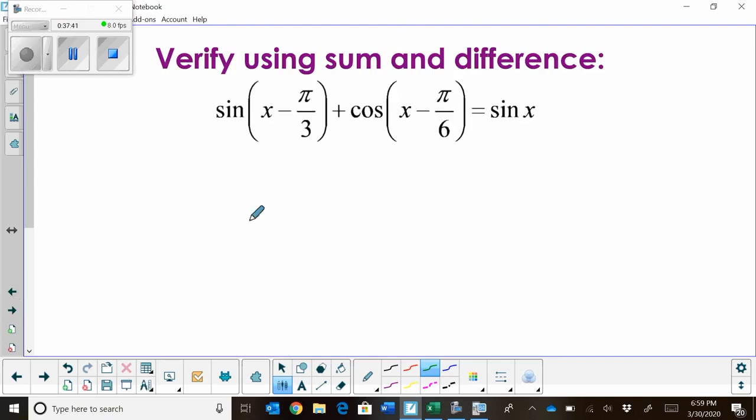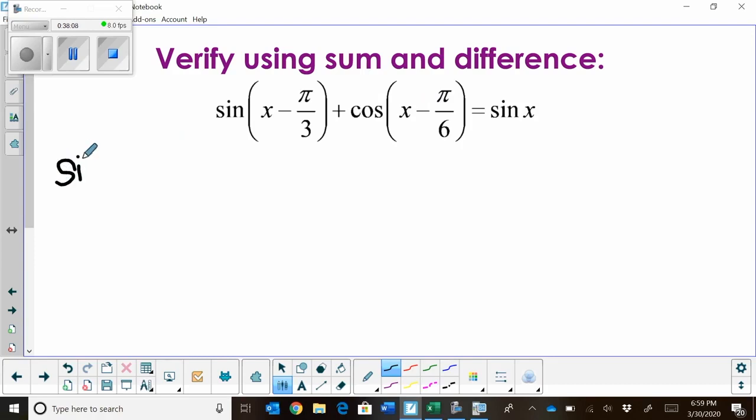Now, verifying a second identity. Let's go ahead and try this one. I really like these. These expansions make a little more sense. We're going to verify this identity by expanding a sine and by expanding a cosine. They're both the difference, but we know that sine will keep the negative and cosine is going to change that to a positive. So let's expand these.